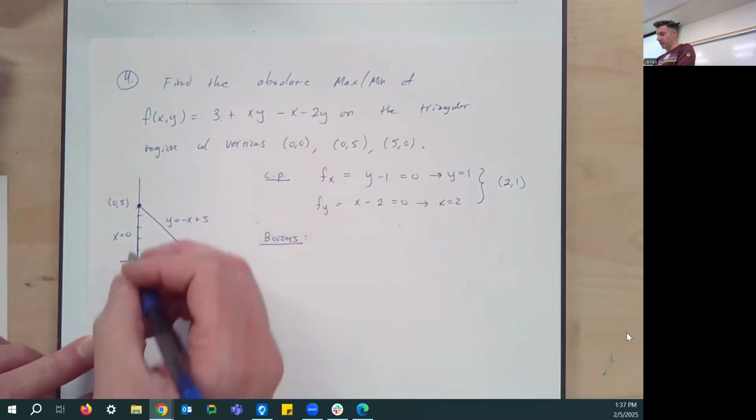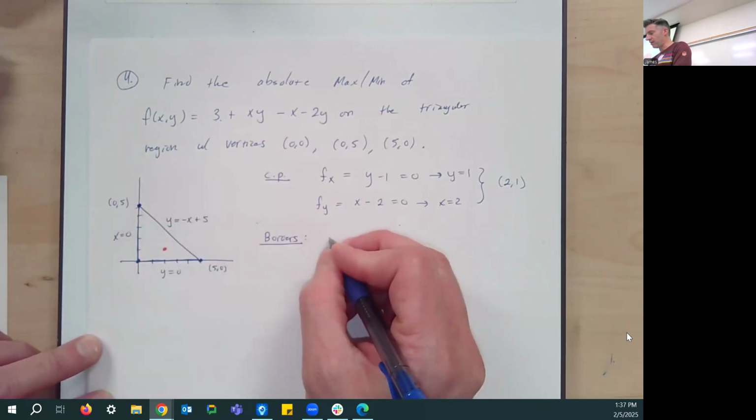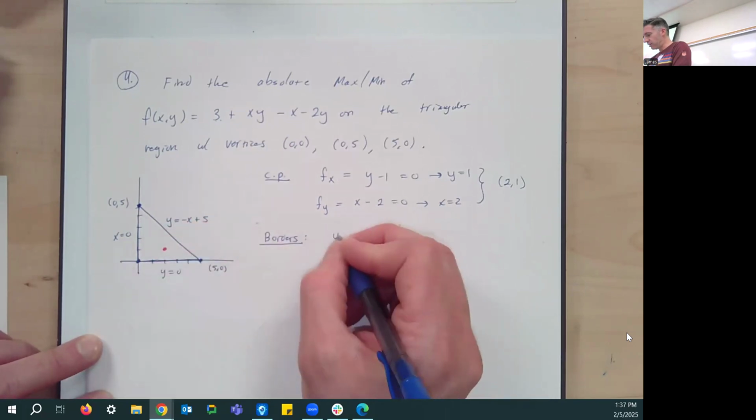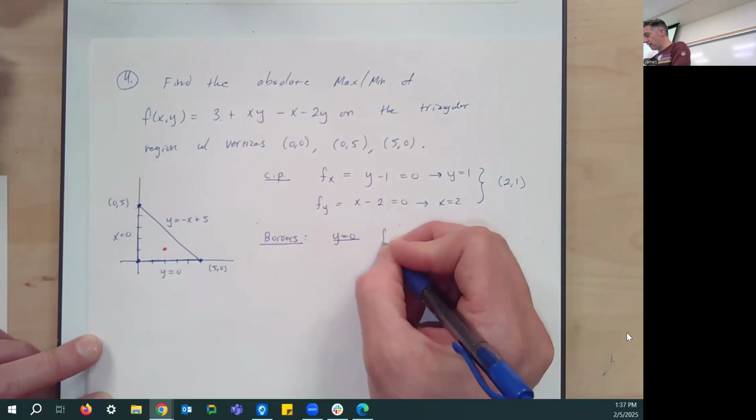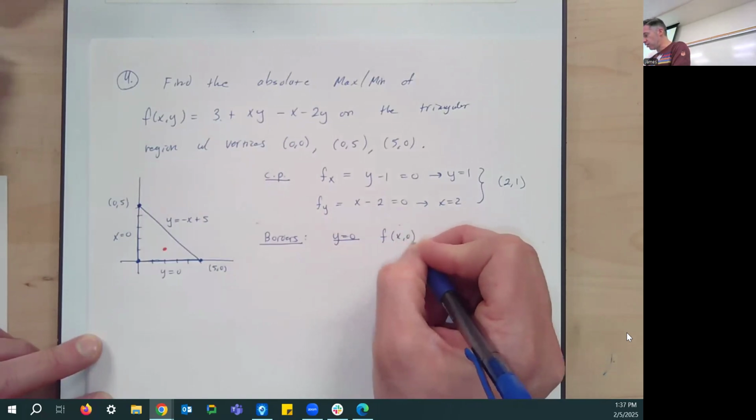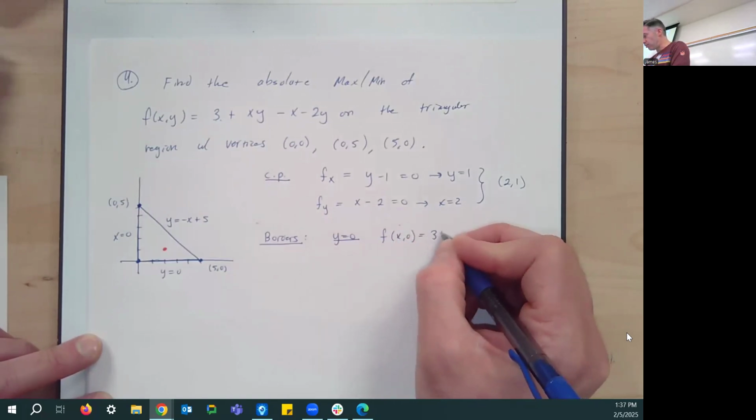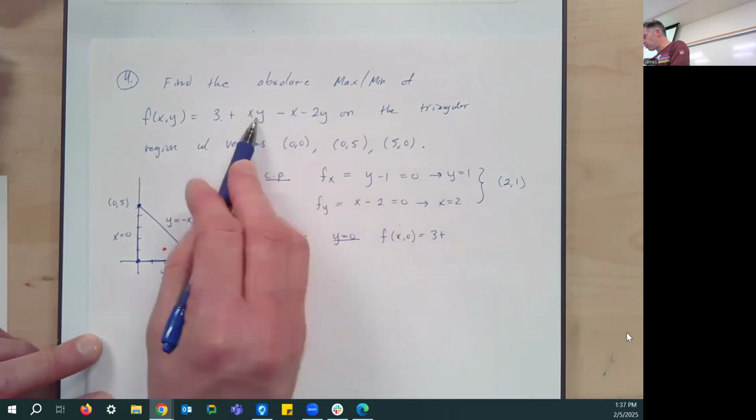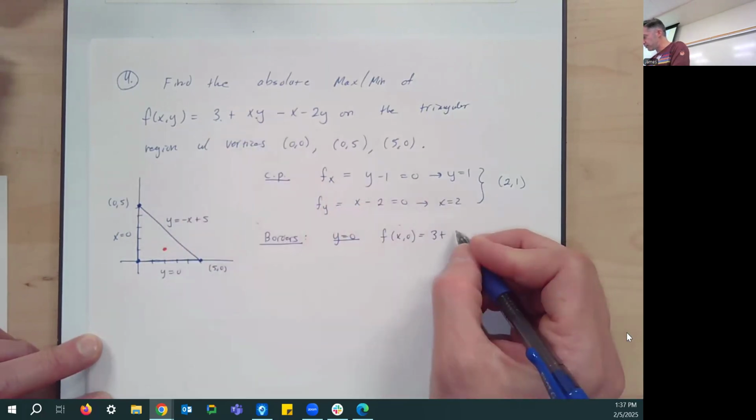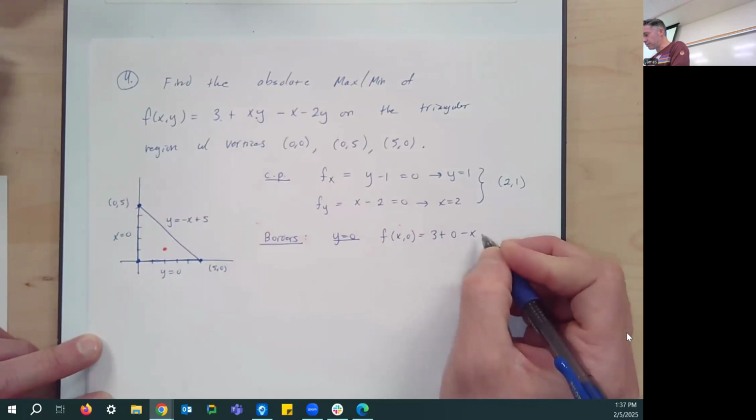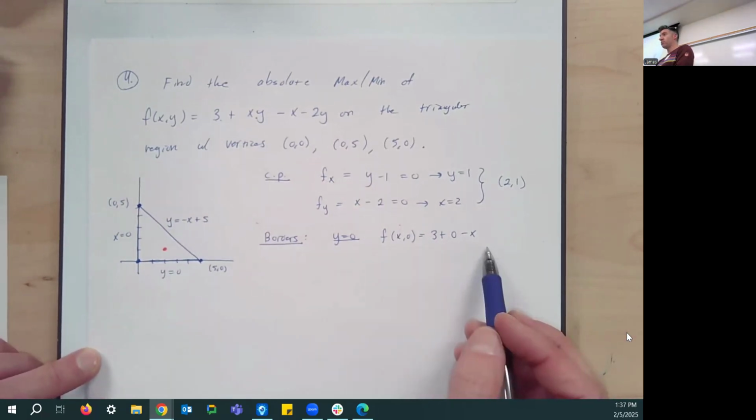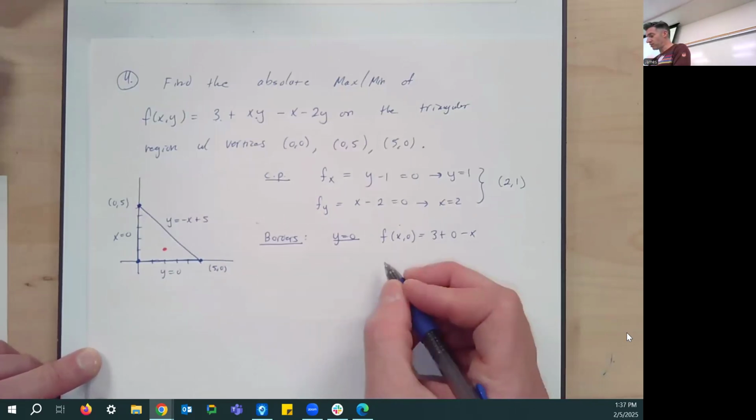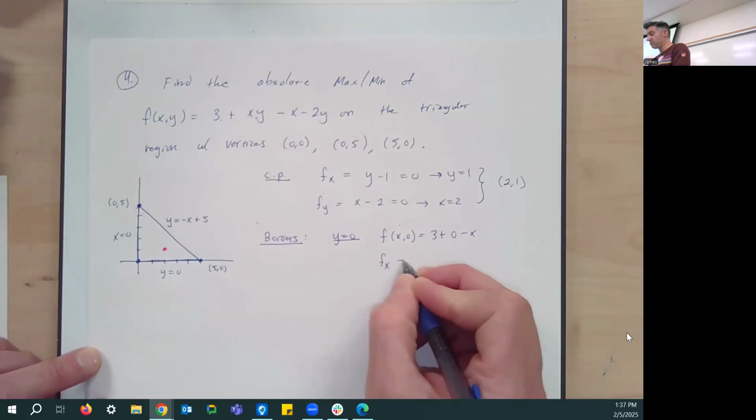So let's look first at y equal to 0. Our function now is going to be f of x comma 0 equal to 3 plus 0 minus x plus 0. So that's our function. Notice that it's linear. And when we take the partial derivative, what do we get?